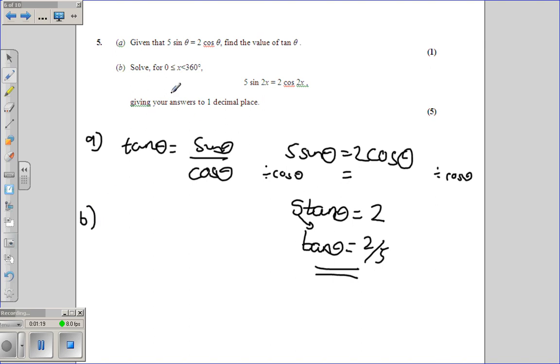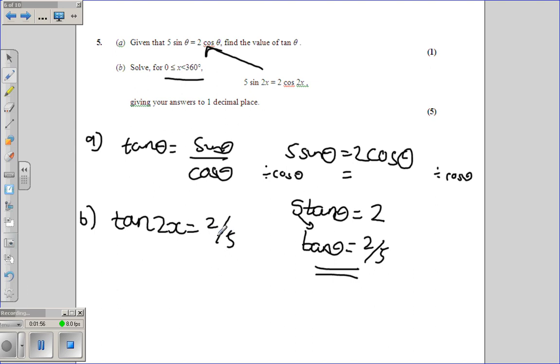Part B, solve for x being between 0 and 360 degrees. This thing here is very similar to part A. The only difference is that there's theta here, but there's 2x here. So instead of writing theta, we replace the theta with the 2x like they have there. We're just using what we've done in part A to help us do part B. We have to give our answers to 1 decimal place, so we're solving to find x. So tan 2x equals 2/5.